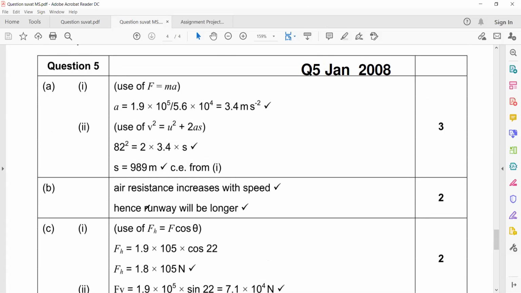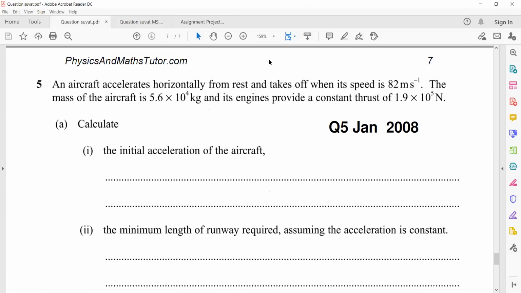As the speed is increasing, the air resistance is also increasing. So as air resistance increases, the resultant force is decreasing. So to reach 82 meters per second, we need a longer runway, because when a plane is taking off, it starts from rest and reaches a speed of 82 meters per second. Once it reaches 82 meters per second, it takes off.